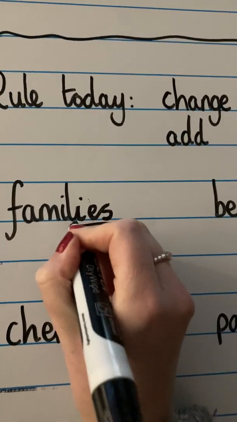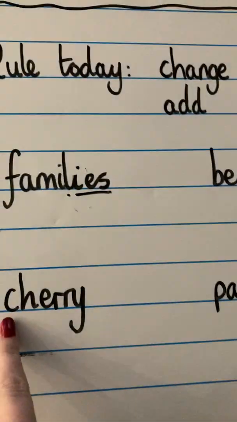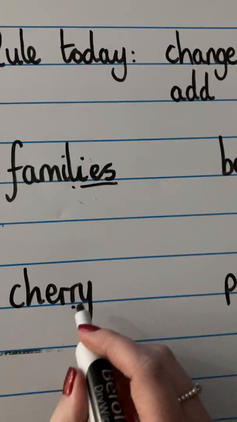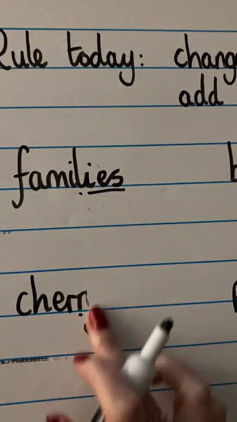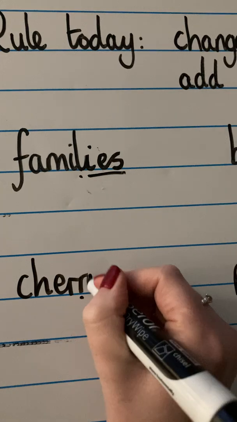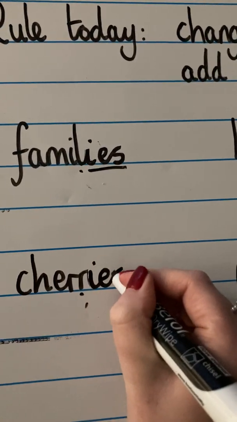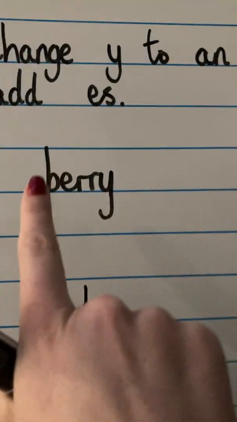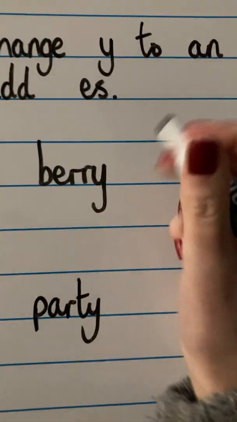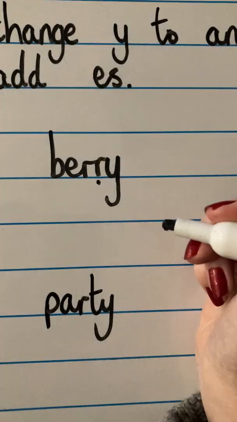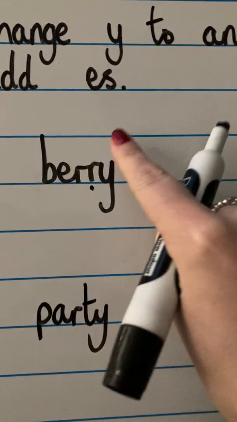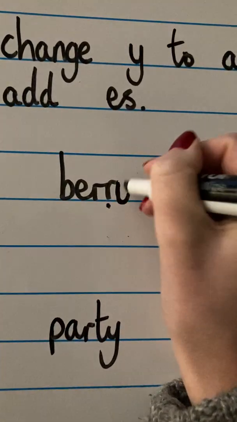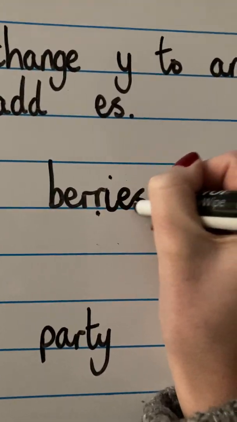So I'm going to change the y, okay, I'm going to change it to an i and add es. So it's families, okay. If we've got cherry, the r is my consonant before my y, so I know I've got to change my y to an i and add es, cherries. Over here, this is a little bit similar. We've got berry, so the r is my consonant and it's before my y, so I know I've got to take my y off, change it to an i and add es.